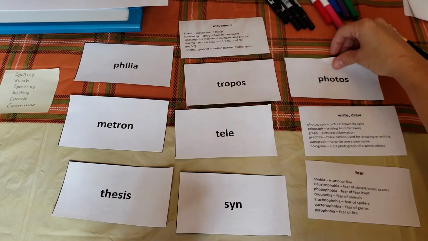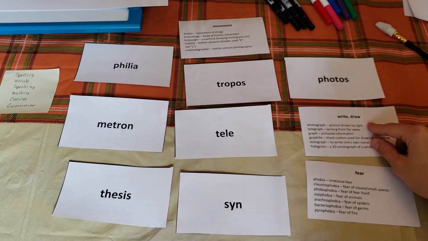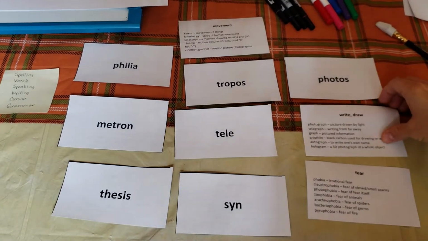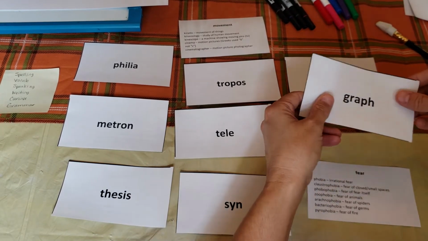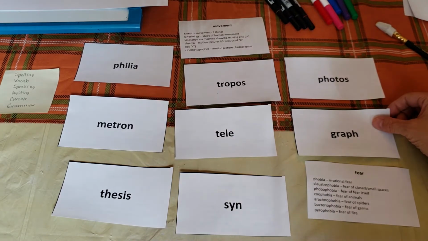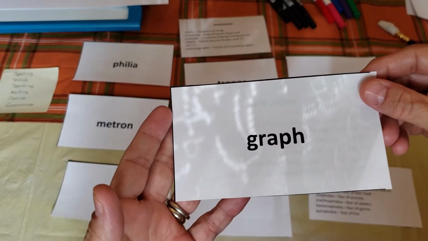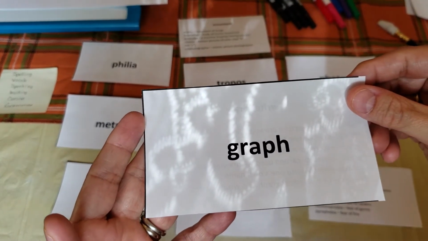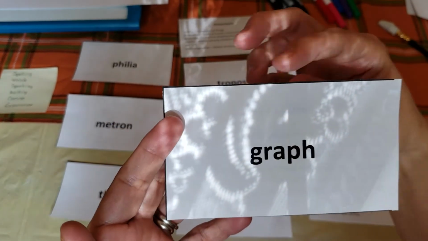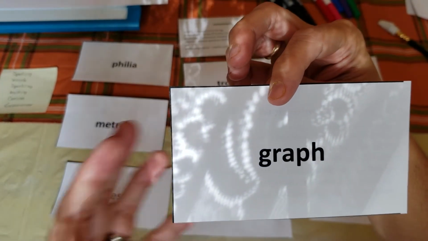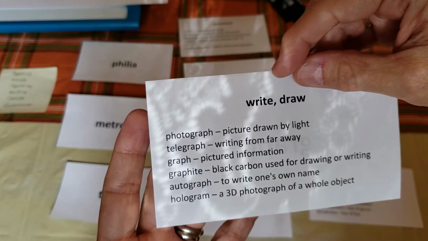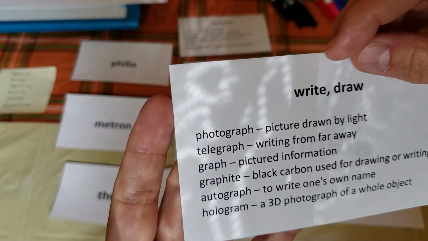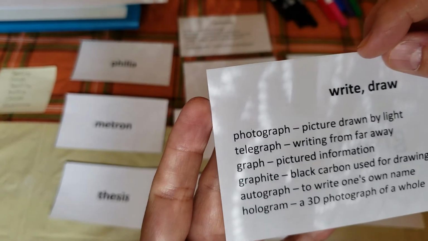Okay. Next is write, draw. This is also from our first week. Pause it if you don't remember what's on the other side. And here we go. Graph. Did you remember? Graph. All right. What word has graph in it? Can you think of one? There's a whole bunch of them. Did you remember one of these or a different one?